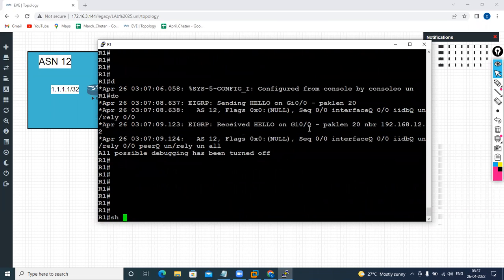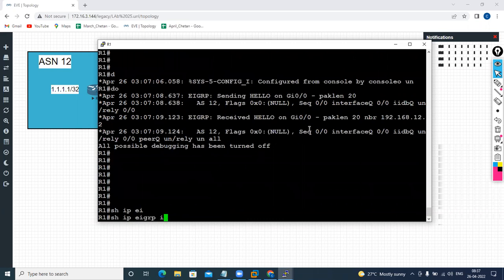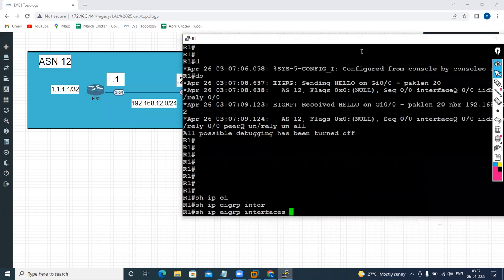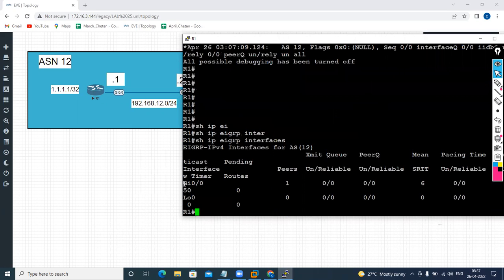Now, first command, show ip eigrp interface. So this command will show you where all you have enabled EIGRP. Enter. So I have enabled EIGRP on the interface and on the loopback 0. Show ip eigrp interfaces. This will show the neighbor count and SRTT.